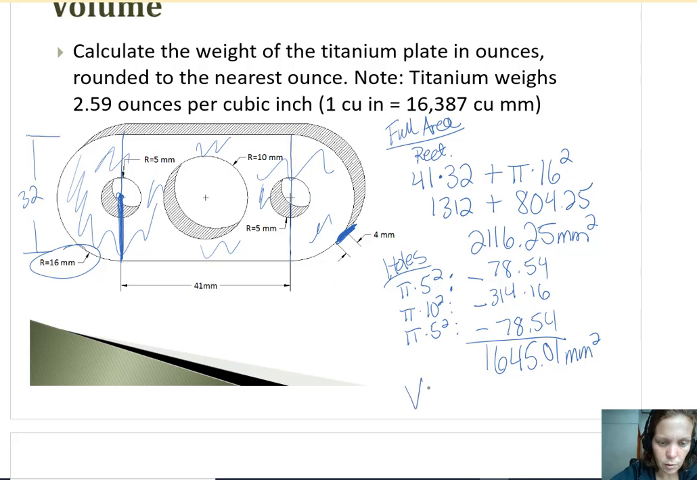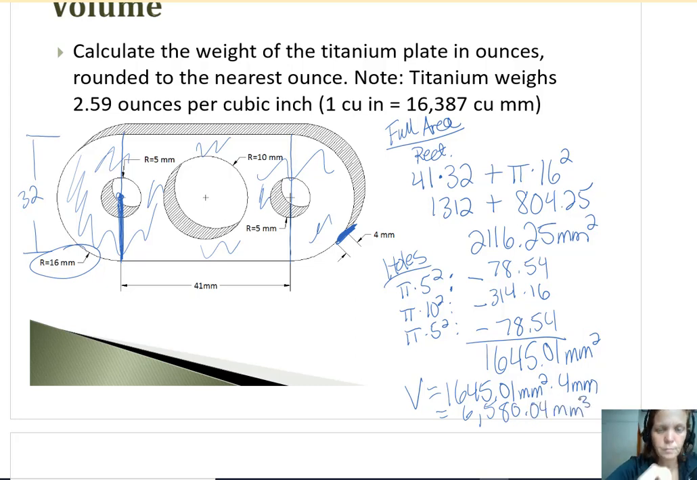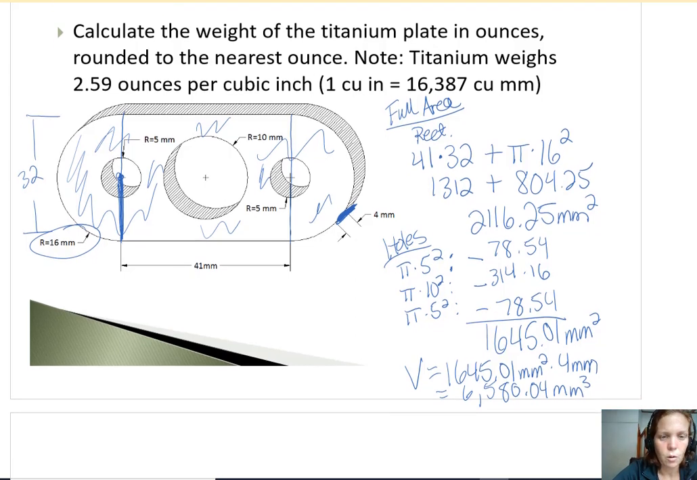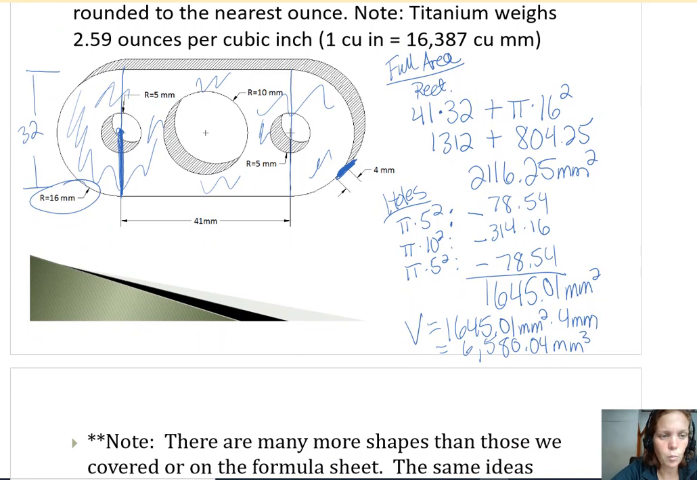So now to get the volume, I can take that and multiply by the height to give it that filling in by 4 millimeters. And I have a volume of 6,580.04 millimeters cubed. Okay, now one more step because we want to figure out the weight of this. We're given that titanium weighs 2.59 ounces per cubic inch. So I'm going to have to do some converting here.